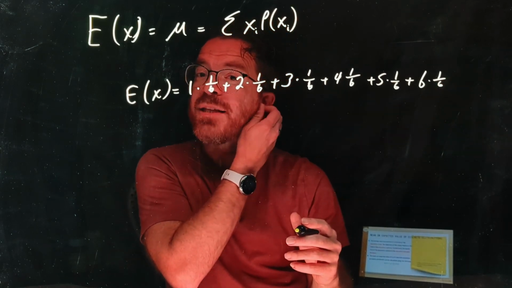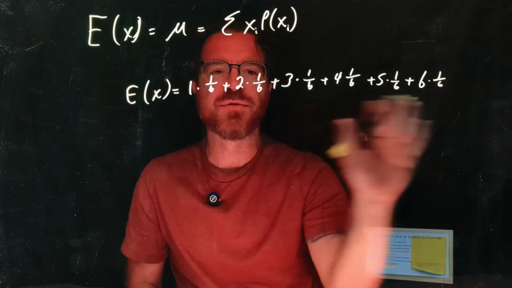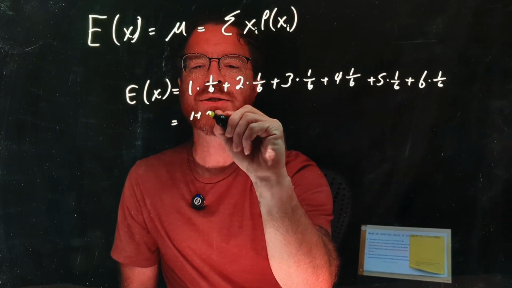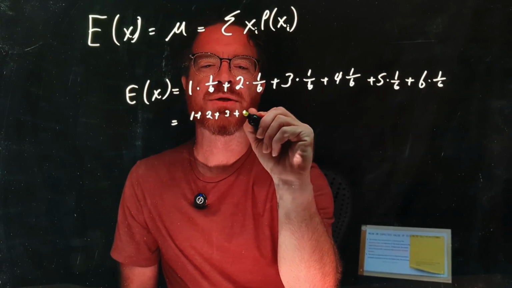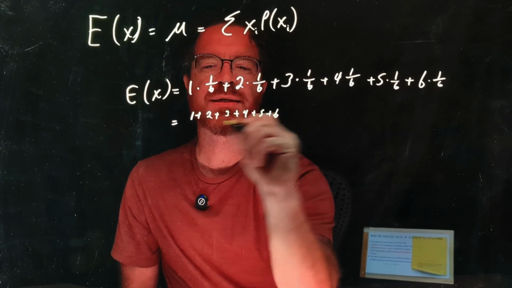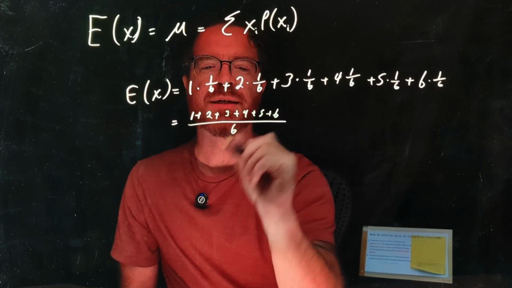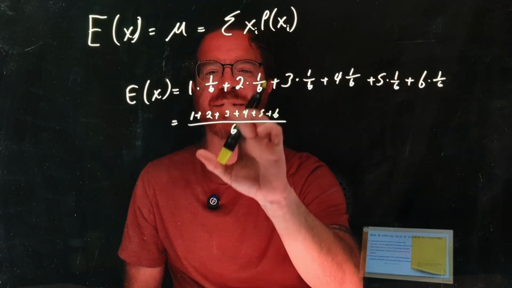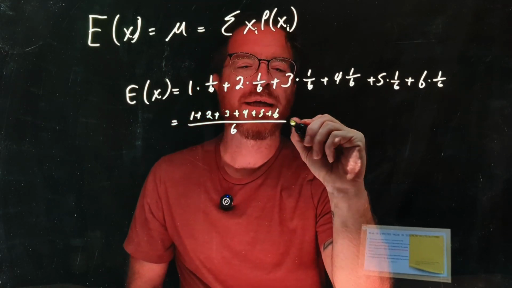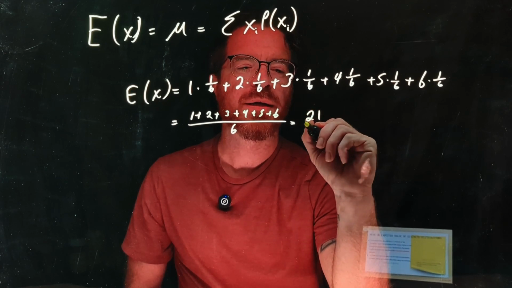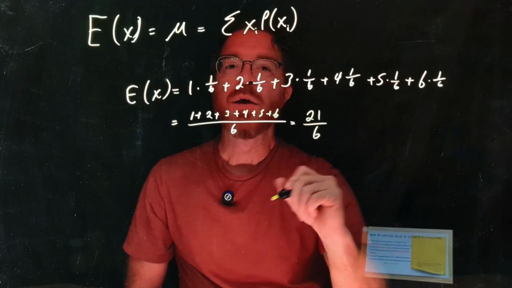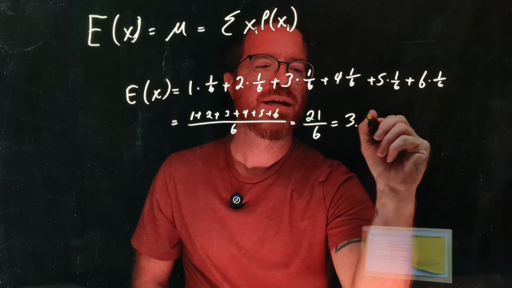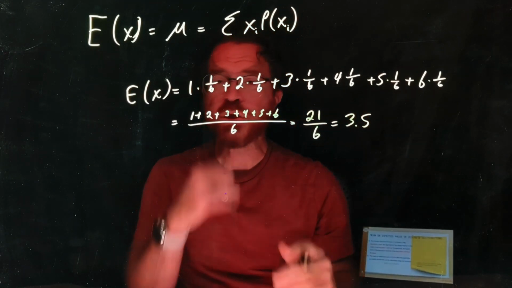Now, I'm going to just rewrite this really quick to make it a little bit easier to calculate. All of these things are divided by 6, so I'm going to write this just as 1 plus 2 plus 3 plus 4 plus 5 plus 6, divided by 6. And then, of course, if we were to add all these values up, let's see, 3, 6, 10, 15, 21. So I get 21 divided by 6, which, of course, is going to be equal to 3.5. So what does this mean?